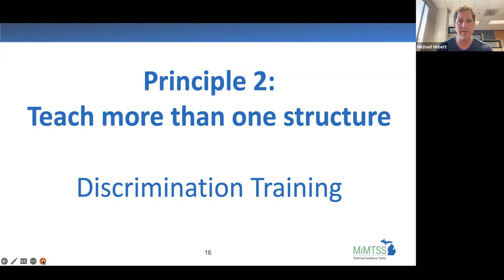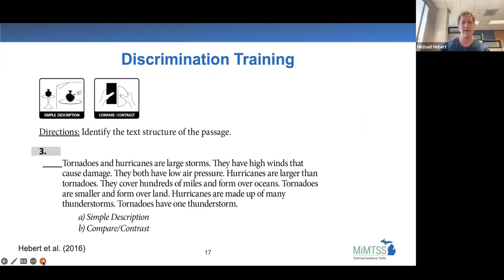And one effective way that we found that this can be done is through discrimination training. So I'm going to show you what discrimination training is. Essentially, we introduce two text structures, and we ask students to identify the text structure of the passage. So in this case, I'd like you to go ahead and read this passage and then try to determine which of the text structures is represented, simple description or compare contrast.